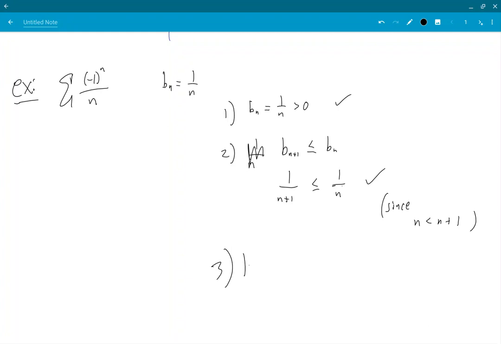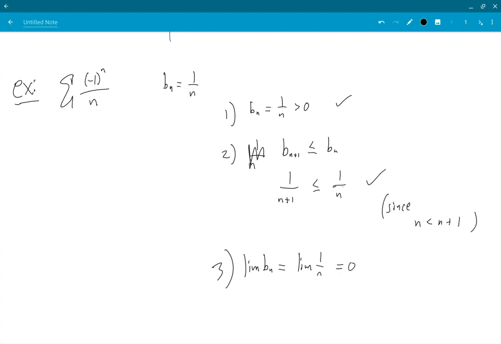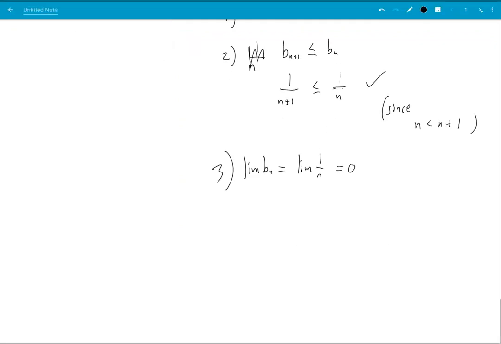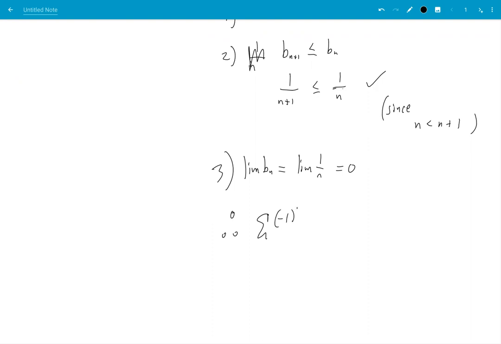Three. The limit of bn has to be 0. And we had the limit of 1 over n, which of course is 0. All right, so we've checked that 1, 2, 3 are satisfied. Let's conclude by saying, therefore, the summation of -1 to the n over n is convergent by alternating series test. Okay, so you always have to tell me which test you're using.